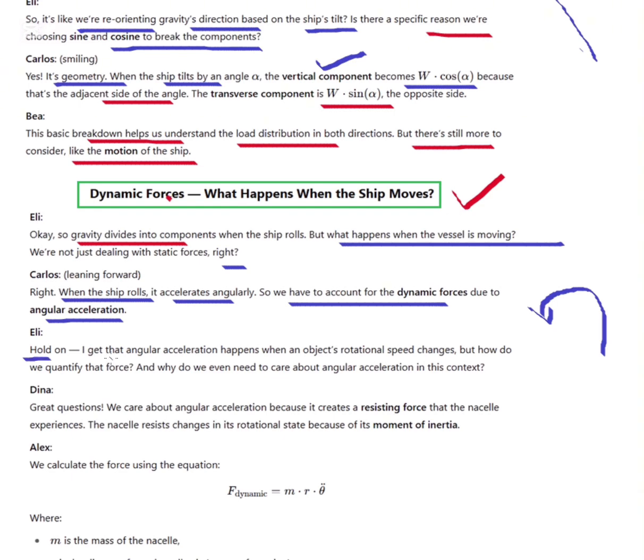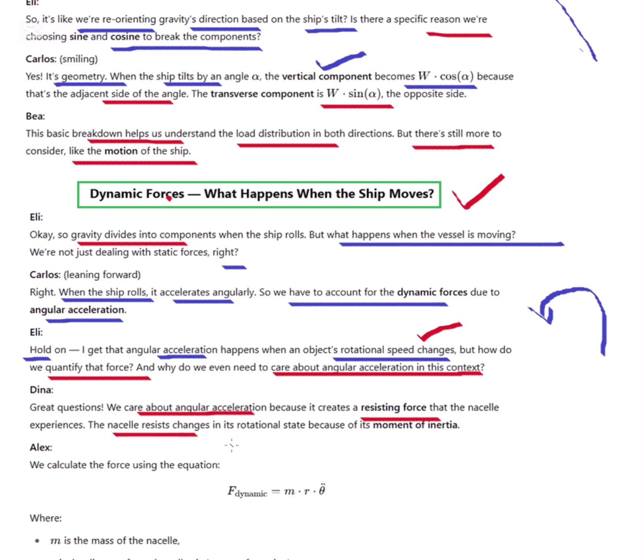Hold on. I get that angular acceleration happens when an object's rotational speed changes. But how do we quantify that force? And why do we even need to care about the angular acceleration in this context? Great questions. We care about the angular acceleration because it creates a resisting force that the nacelle experiences.